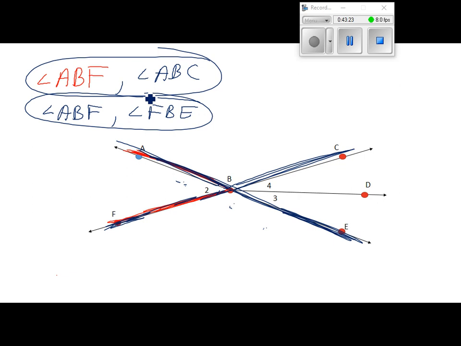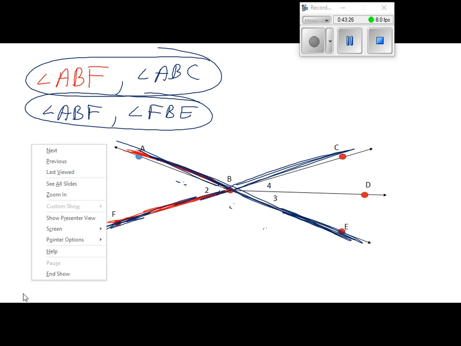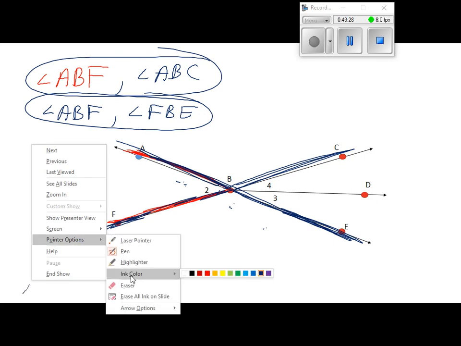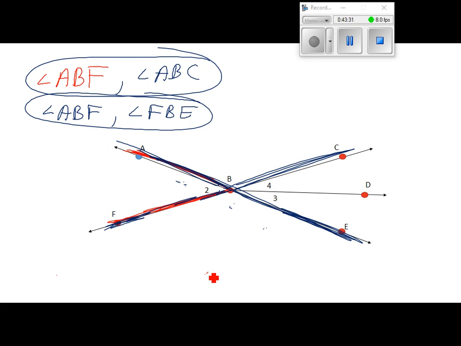Let's name a pair a little tougher. Let's name a pair of vertical angles. If we start with angle ABF, got to be real careful here. ABF is this angle. Everybody see that? Angle 4, is that vertical to it? No. Doesn't quite work, does it?